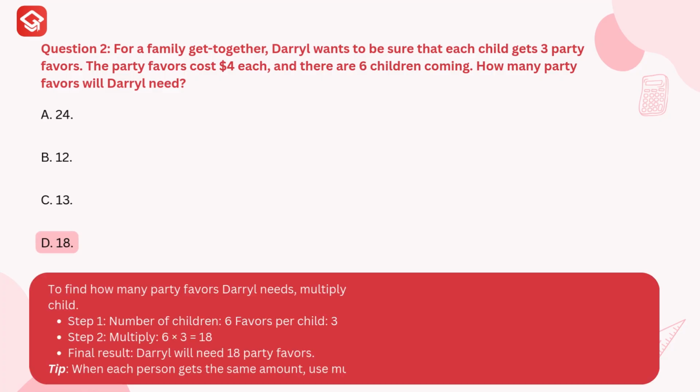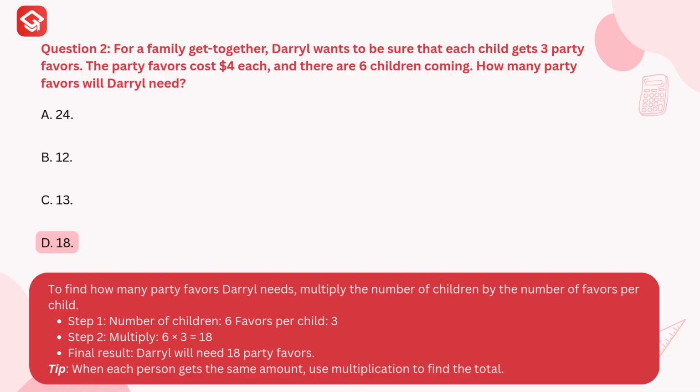The correct answer is D. 18. Explanation. To find how many party favors Daryl needs, multiply the number of children by the number of favors per child. First, the number of children is 6. The favors per child is 3. Next, multiply 6 times 3 equals 18. So in the end, Daryl will need 18 party favors.